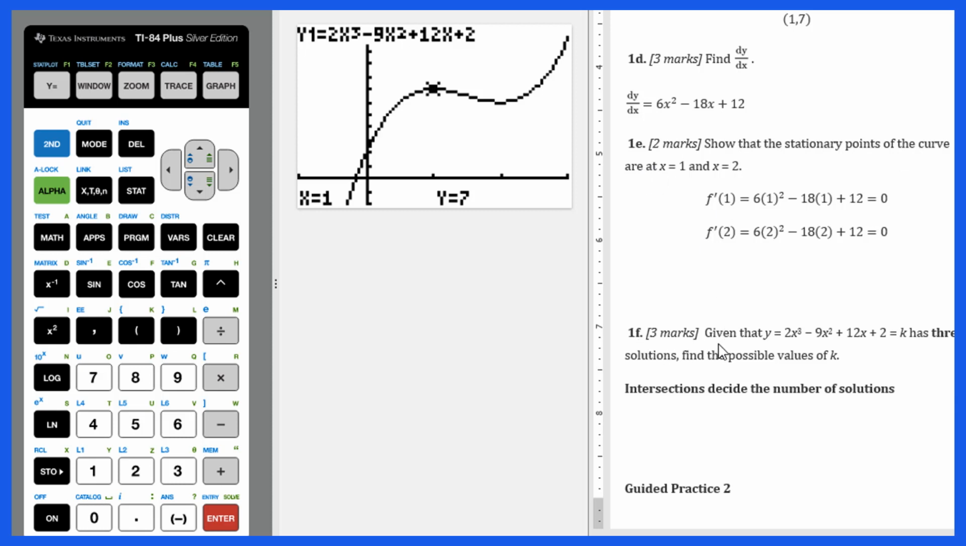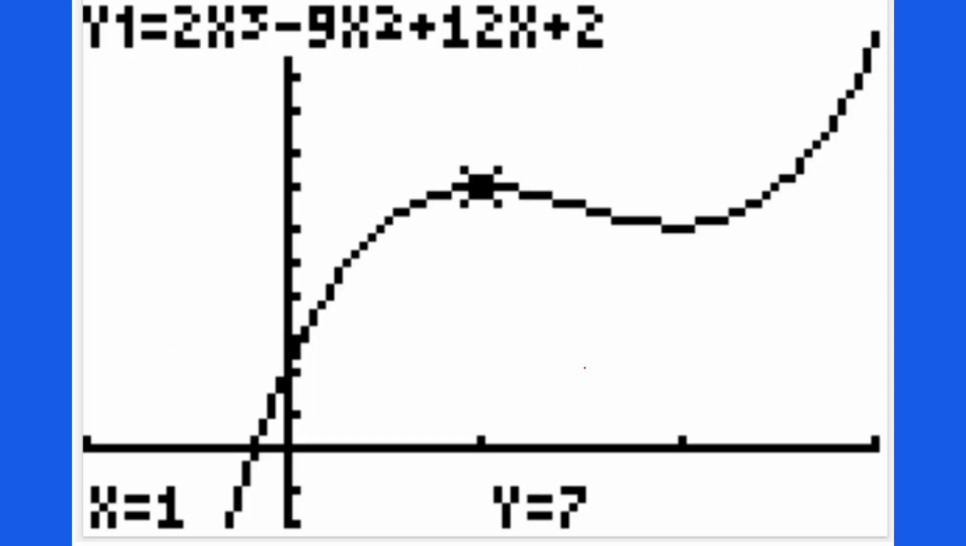For 1f, given that y equals 2x to the power 3 minus 9x squared plus 12x plus 2, that this function equals k has 3 solutions. Find the possible values of k. When you have y equals k, the number of intersections decides the number of solutions. So we need to draw the number of intersections for this graph. So I will draw the horizontal line.